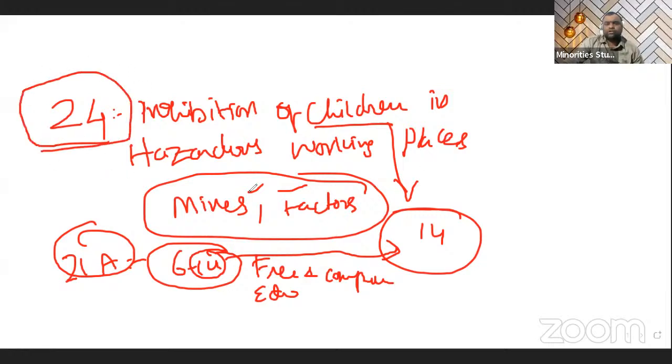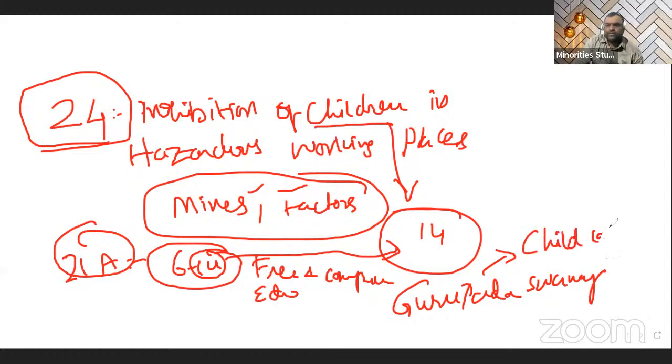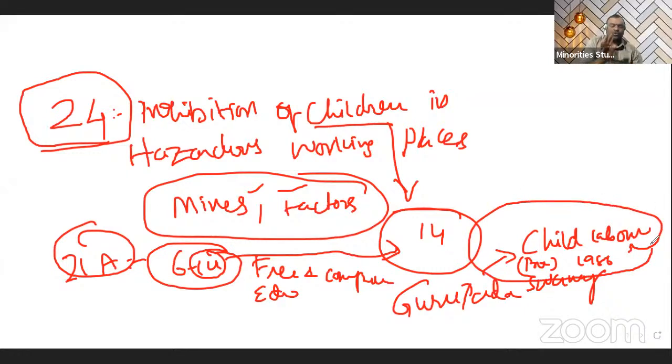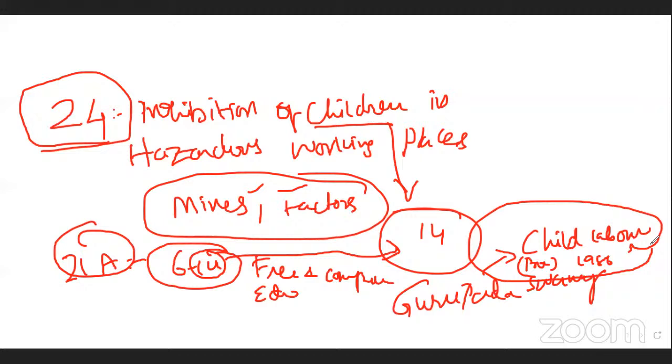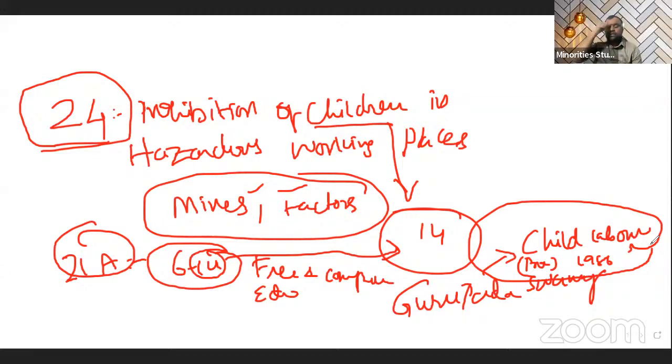And very important, according to this, the Supreme Court asked the government to set up a committee. The committee name is Gurupadaswamy Committee. Based on the Gurupadaswamy Committee, the government of India enacted the Child Labor Prohibition Act. You might have heard of this. Child Labor Prohibition Act 1986. What is the meaning of the Child Labor Prohibition Act? No children should work. Children means below 14 years of age.